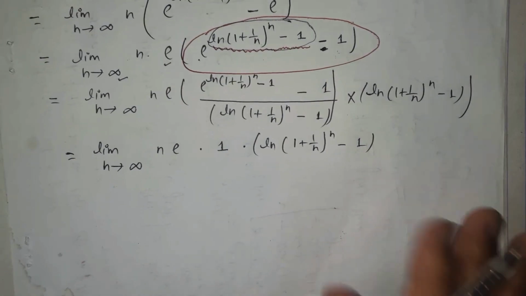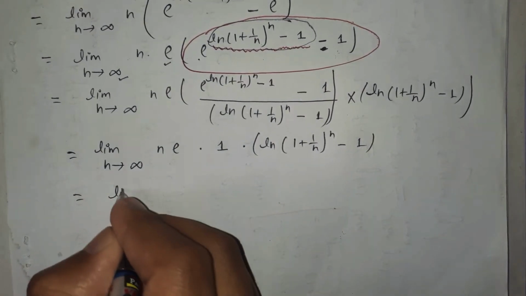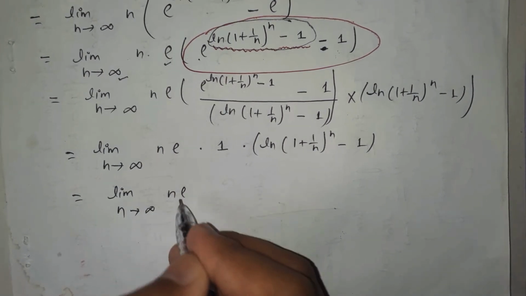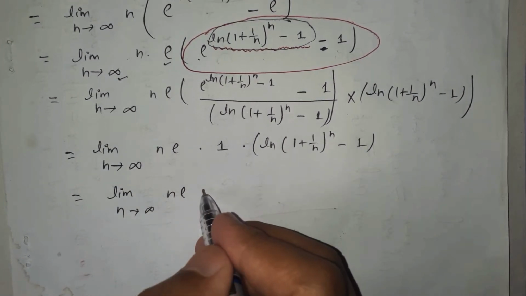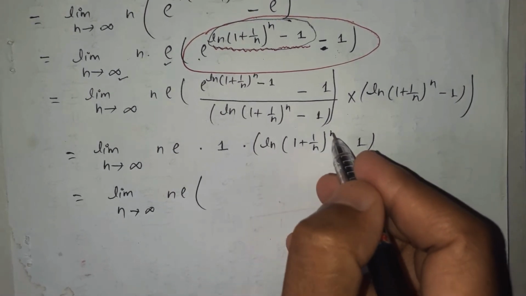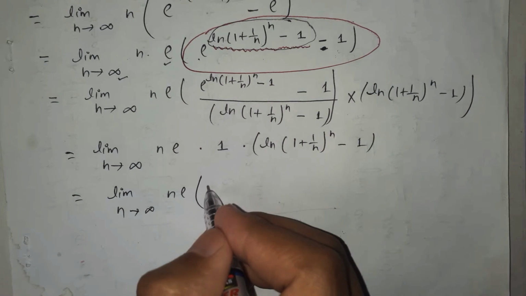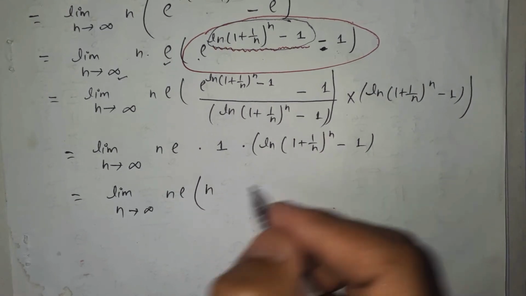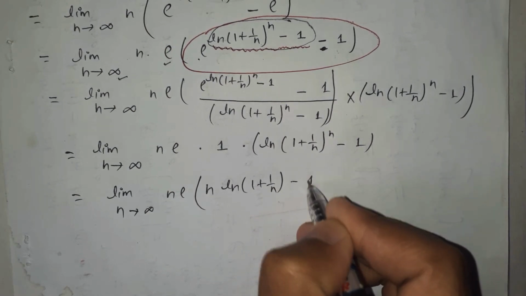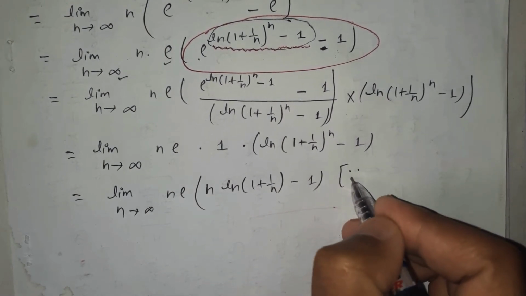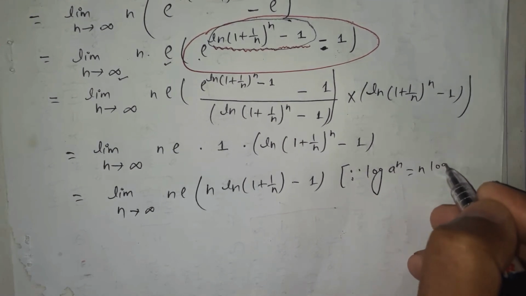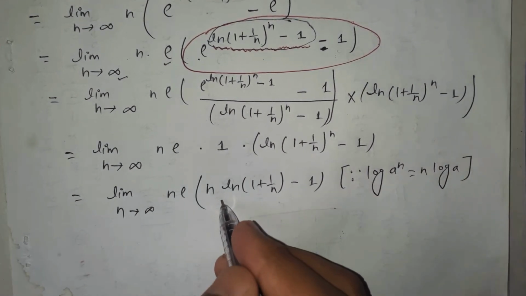Let's simplify this expression. This can be written as the limit as n approaches infinity of n times e, and here this power will come in front by using the property of the logarithm, so ln of (1 plus 1 over n) minus 1. Here we just use the formula log of a raised to the power of n is n times log a.